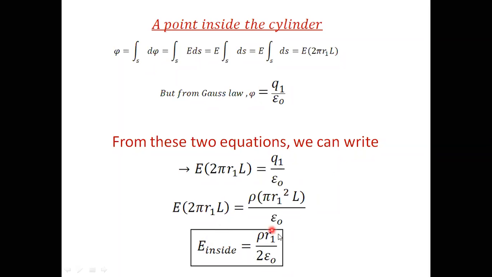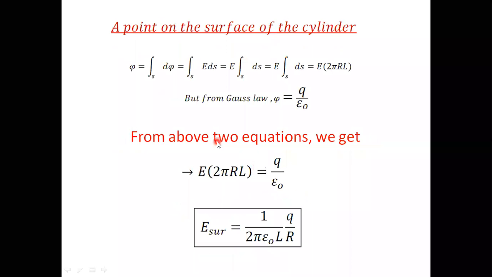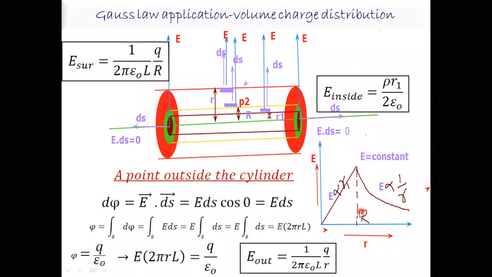Here rho is constant, epsilon naught is constant. Then E inside depends upon what? That depends on r1. So E inside is directly proportional to r1. That means the electric field strength at an internal point is directly proportional to the distance of that point from the axis of the cylinder. So from the axis to the surface, the field strength increases linearly, E directly proportional to r1. You can understand this from this graph.